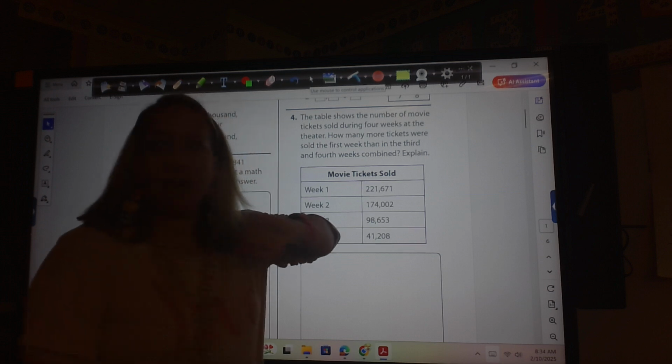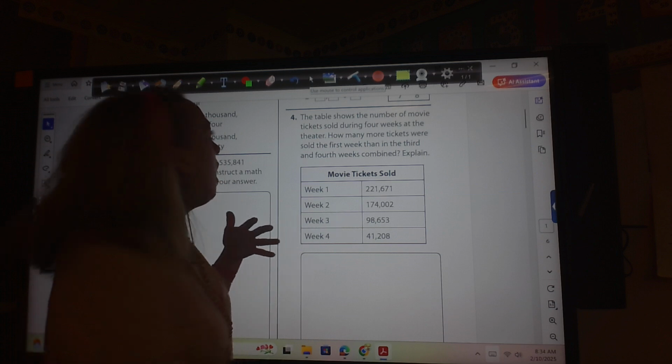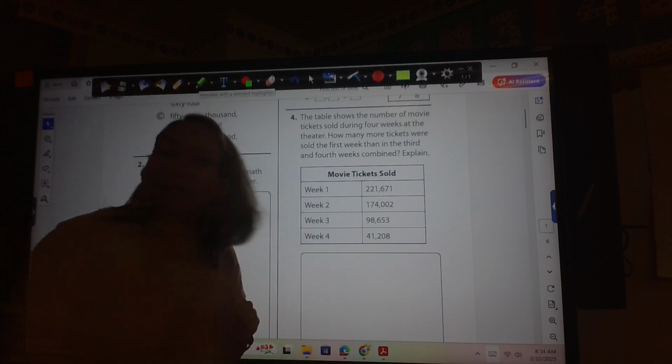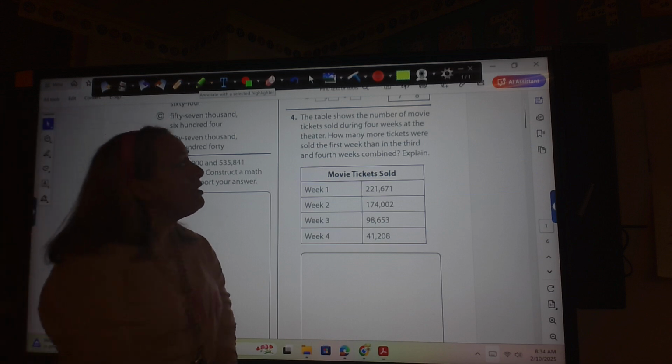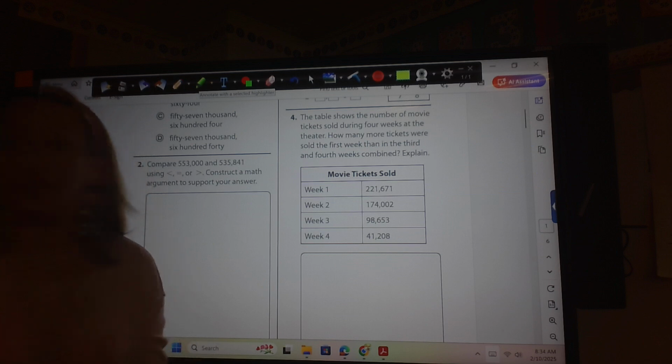Nope, not going to go over that one. That one is just a word problem, figuring out what they're asking. I am going to ask you, what words do you think I should underline? What are some important words in that question? The table shows the number of movie tickets sold during 4 weeks at the theater. How many more tickets were sold the first week than in the third and fourth weeks combined? And explain. Brentley, what would you circle or underline?